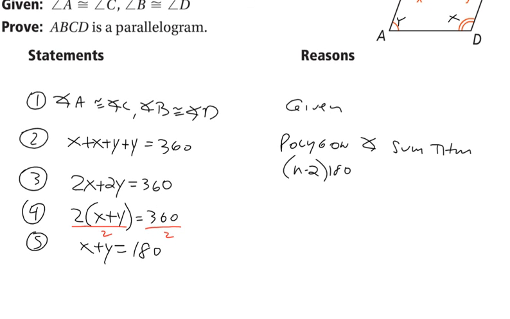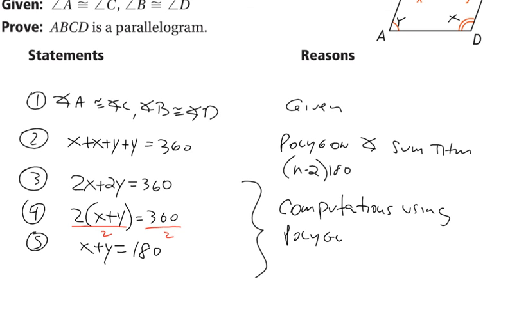Now, if that's the case, the question is, what do we call all this stuff? Do we want to say math? Do you want to say combining like terms? It's all of those things rolled into one. So the reason you can give is computations using polygon angle sum theorem. That's exactly what it is. All you're doing is algebra, computations, whatever you have. Well, let's see what that means.